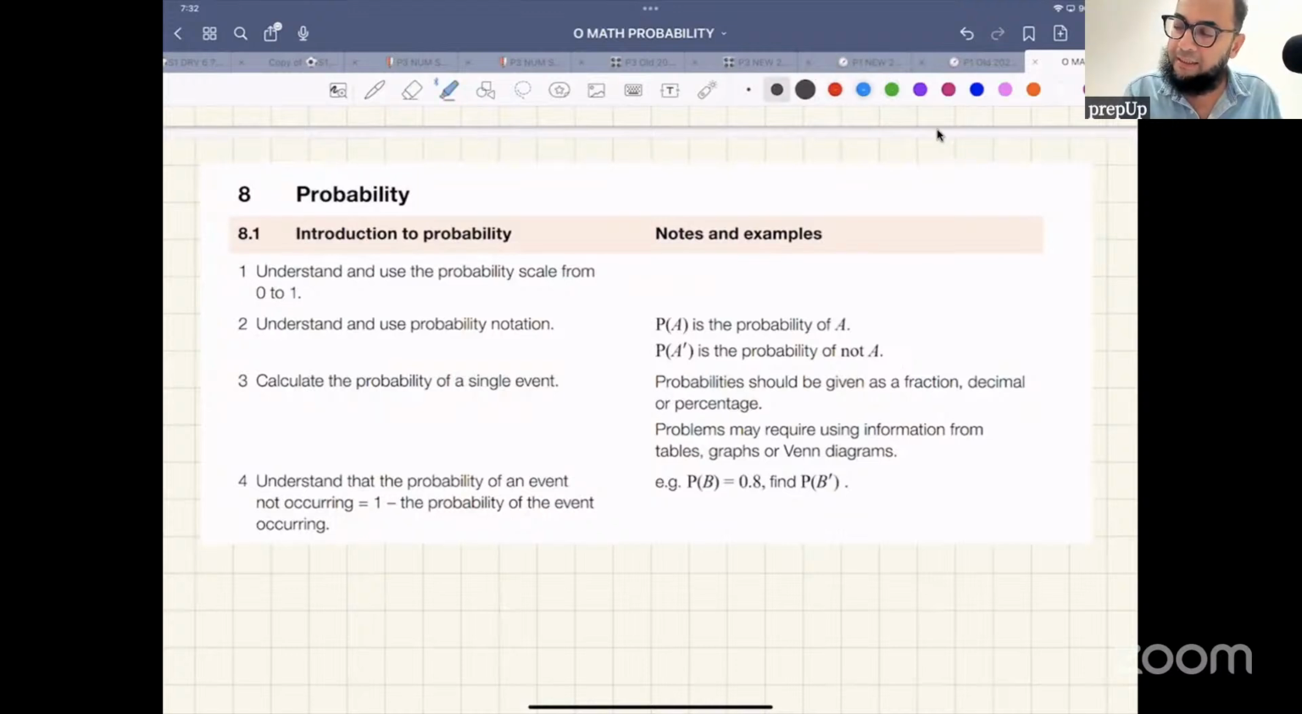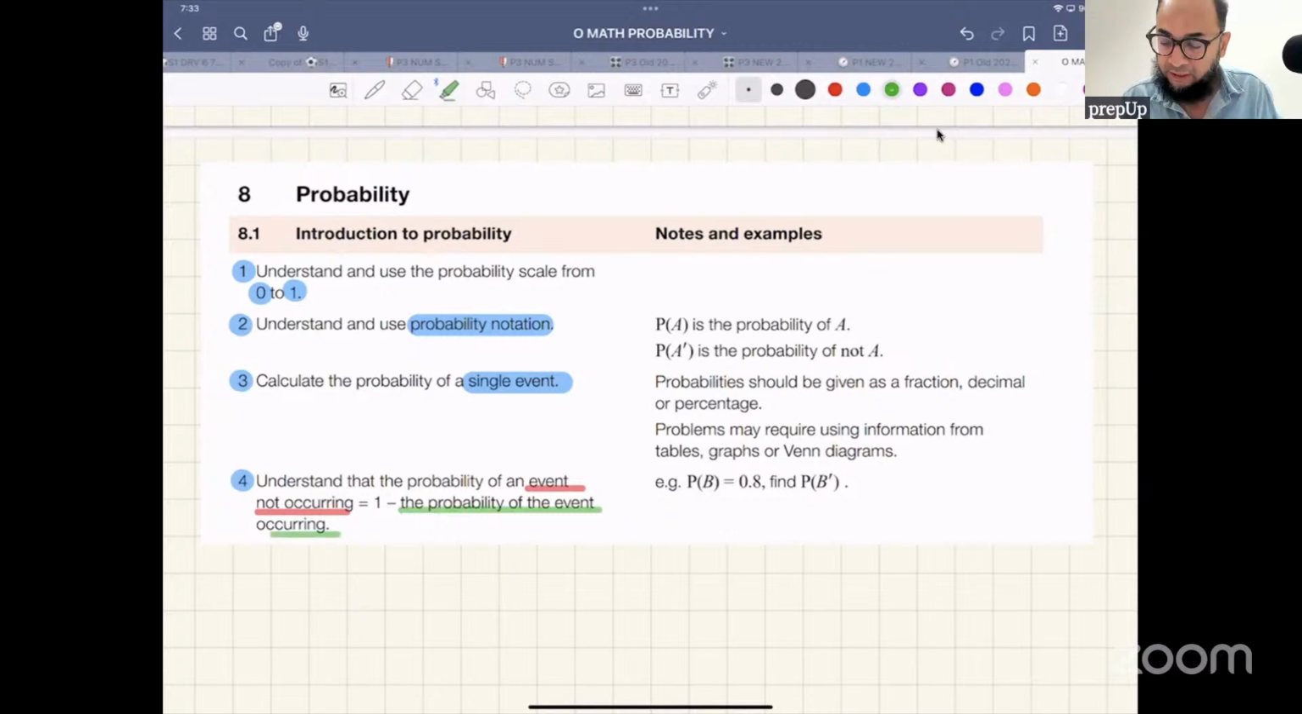That is probability. Understand and use the probability scale from 0 to 1. That thing is done. Understand and use probability notation. That's done. Calculate the probability of a single event. I'll be giving some more examples. Understand that the probability of an event not occurring is 1 minus the probability of an event occurring.